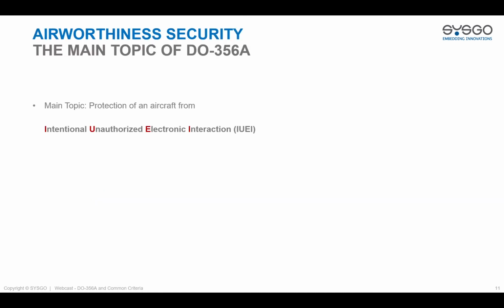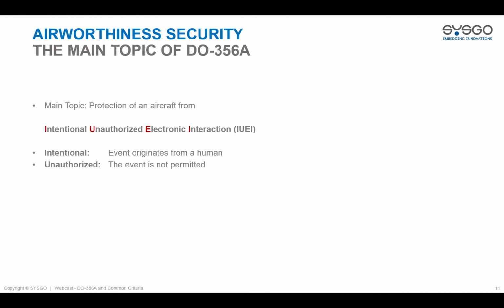So the main topic of the DO-356A is intentional unauthorized electronic interaction. What does this mean? The scope of the standard only covers events which originate from a human and are intentional.